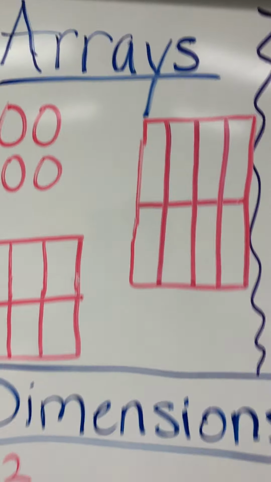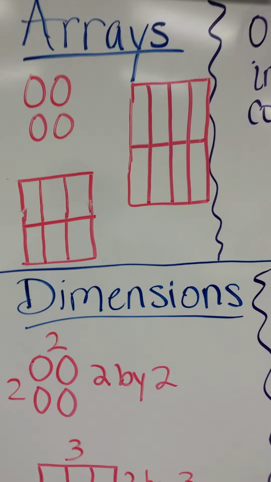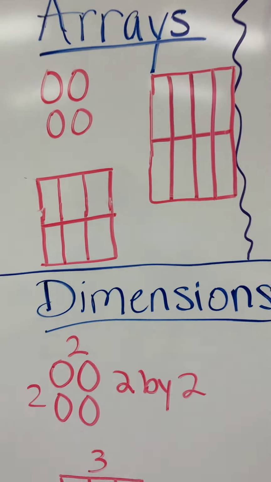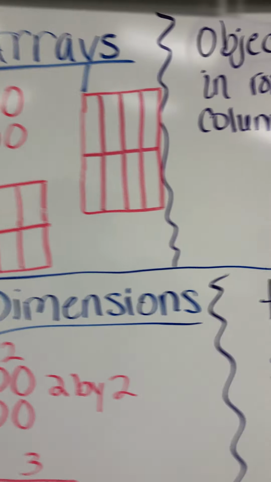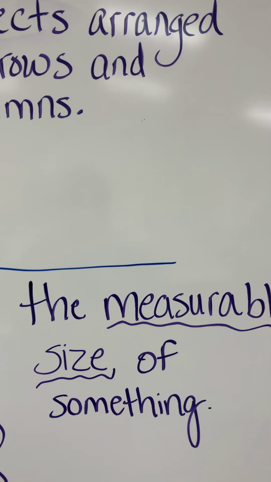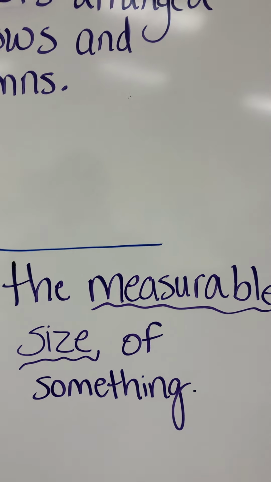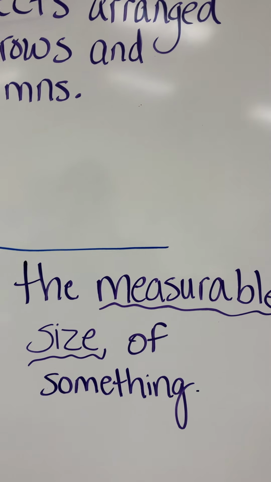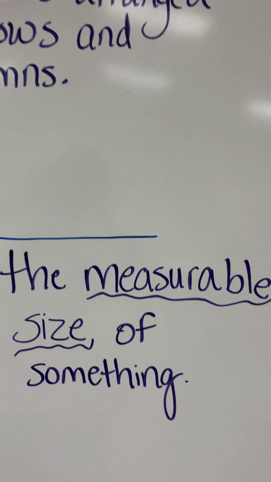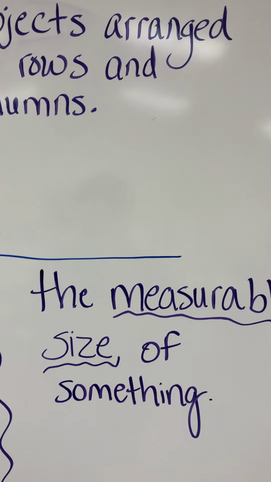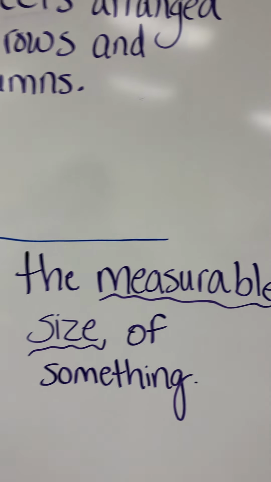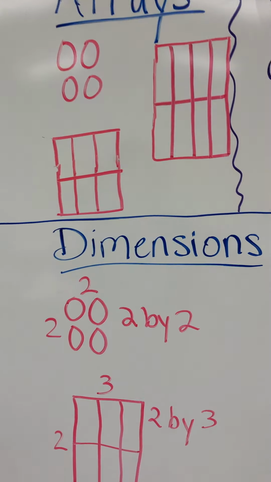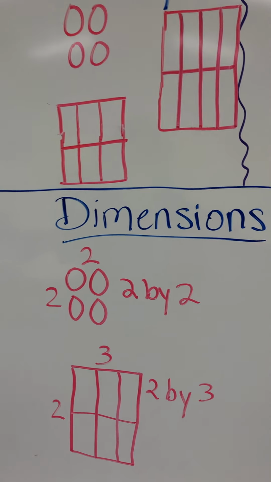All right, and now for our fourth and final math word of the day, dimensions. What are dimensions? Dimensions are the measurable size of something. Usually involves length and height and so forth. But when we're discussing arrays and your teacher asks you for dimensions, she's talking about the rows and the columns.